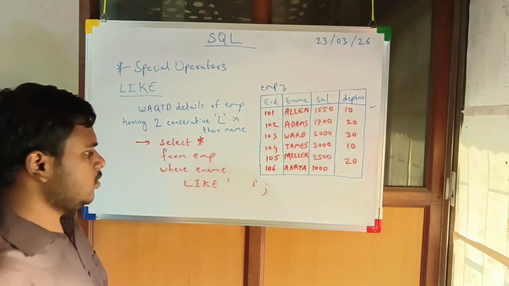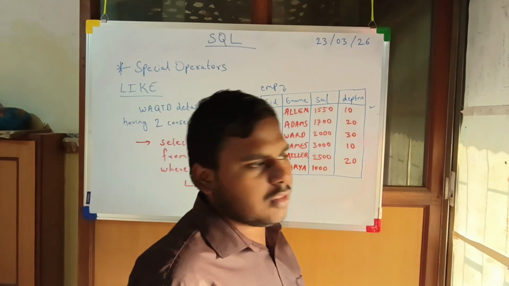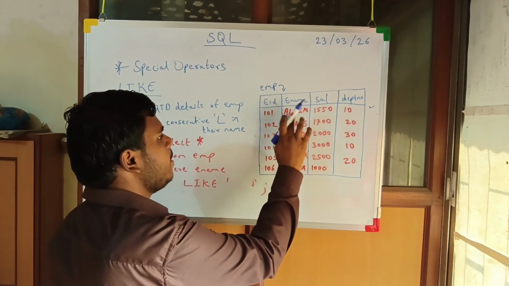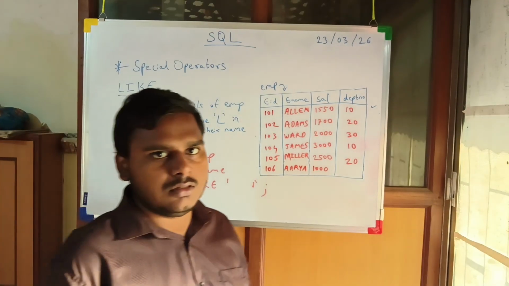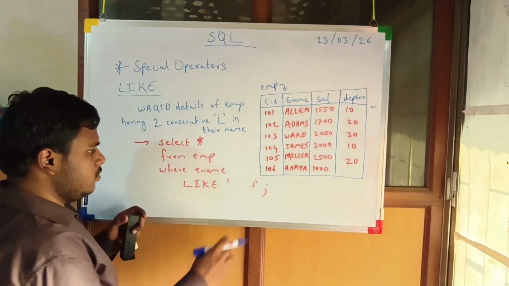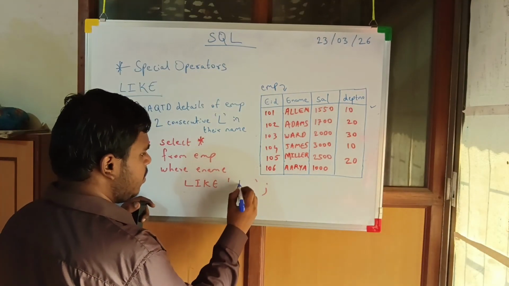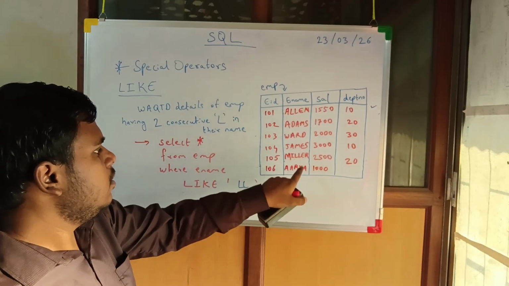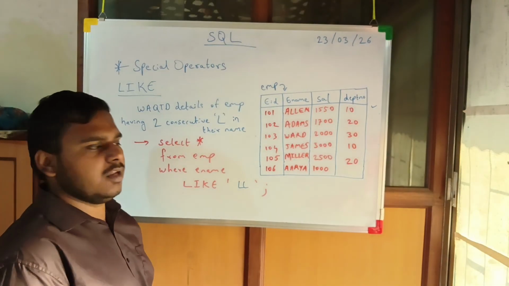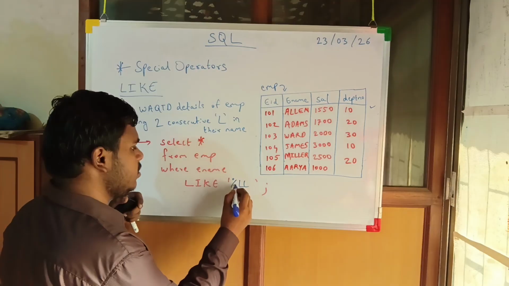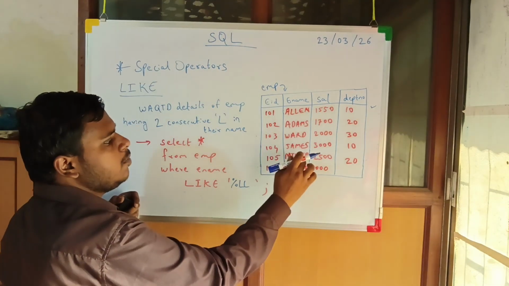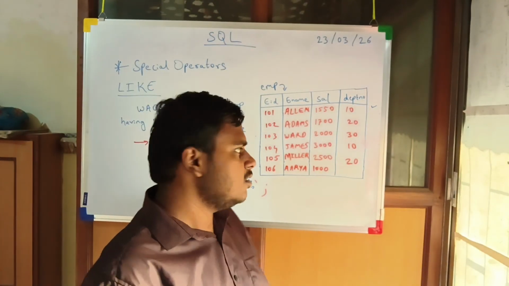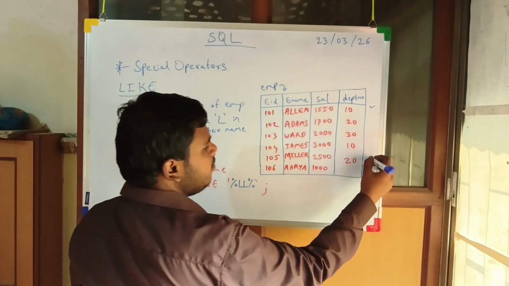Now how to get it? Two consecutive means one after another. Okay, double L: A-L-A-N, no wait, Alan with E-N after double L, and Miller with double L. How to get this? Double L is fixed. So we will write the query like this. Before double L, here A is there, here MI is there. So before double L, it can be any number of characters. After double L, there can be any number of characters. So I will write percentage before double L and after double L. Okay. So our final output will be Alan and Miller.